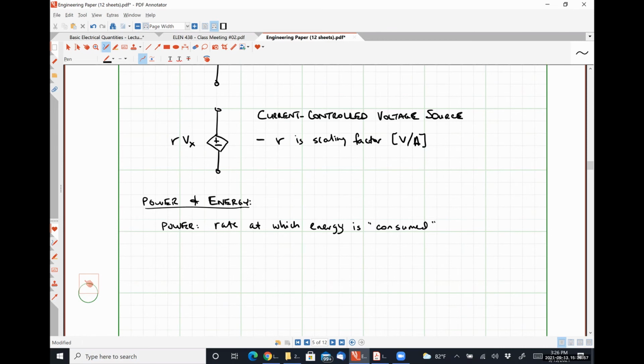And mathematically, power can be thought of as the derivative of work or energy with respect to charge multiplied by the derivative of charge with respect to time, which is a fancy way of saying voltage multiplied by current. So P is equal to IV, exactly what you guys learned as freshmen.